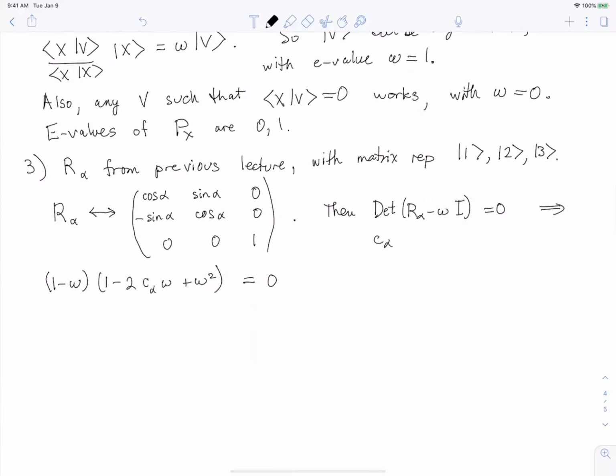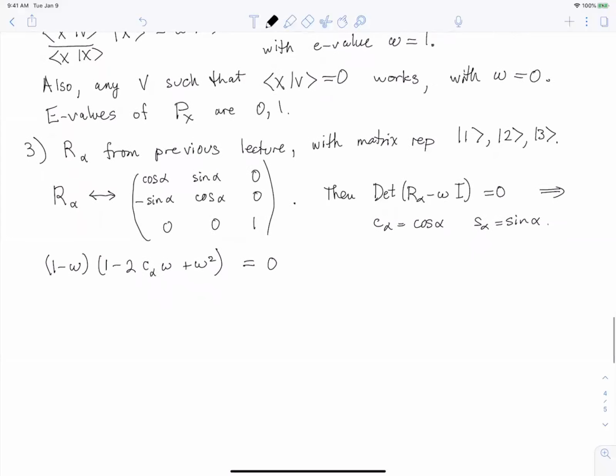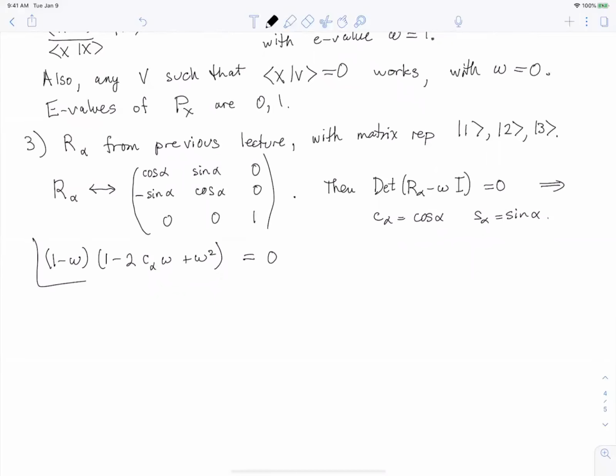Okay, so c alpha is cosine alpha, and s sub alpha is going to be sine alpha from now on. This is my characteristic equation, and now I need to solve it. Fortunately, one solution is obvious, that's omega equals 1. But the other solutions you can work out. I'm going to skip the algebra, but from solving this quadratic equation, it turns out the eigenvalues are 1, e to the i alpha, and e to the minus i alpha. So these are the eigenvalues.